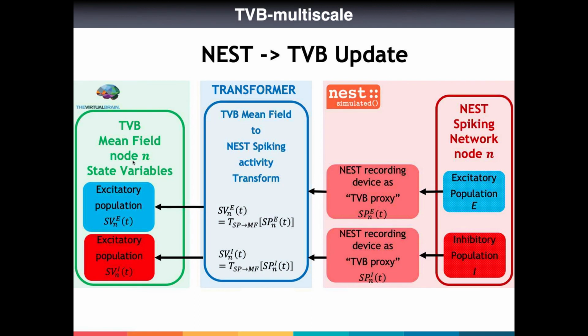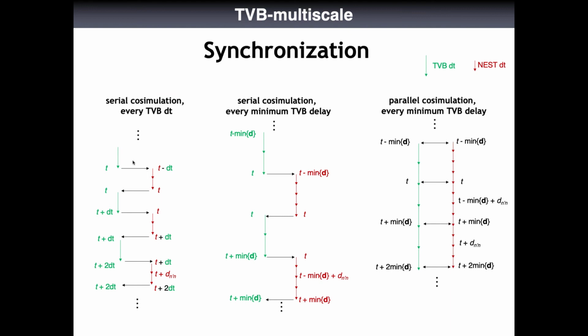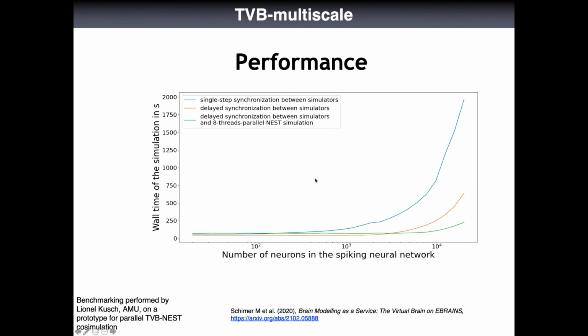And yeah, all this is quite complicated and computationally expensive. So we're trying to have a kind of co-simulation that works in parallel, and to minimize the communications between the two scales, the large scale of TVB and the fine scale of NEST. You can see in this graph the performance of the tool, and it's very crucial that the parallel co-simulation is used, and also that we minimize the necessary communications between the two simulations as much as possible.